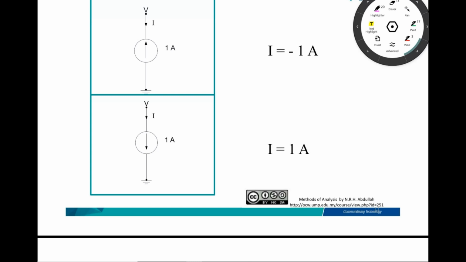Then you can see that the assumed current is in the reverse direction to the current source in the branch. So it means that the current will be negative. This is your assumption, and this is the current source direction. And then for the next figure, you can see that the arrow of the current direction is the same as the current source direction. So we just assume that the current is equal to the current source direction.